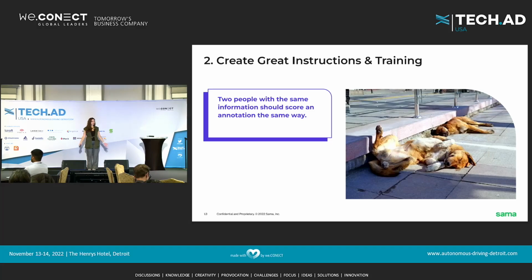The second one, we talked about it. You need to create great instructions and training. The key here is ensuring that two people with the same information should score the annotation the exact same way. And if you have a world that you have to interpret and identify edge cases in, you have to make sure that this is right. And you have to make sure that you have a process to identify when something is different.